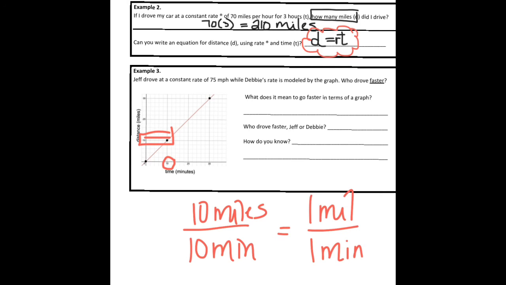So how could I put that in terms of miles per hour? Well, let's see. There are 60 minutes in an hour. So if I multiply both the top and the bottom by 60, I see that Debbie is traveling at 60 miles per hour. So the first question is, who is going faster?